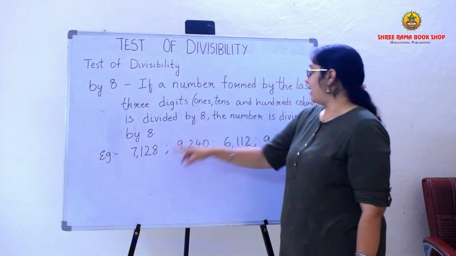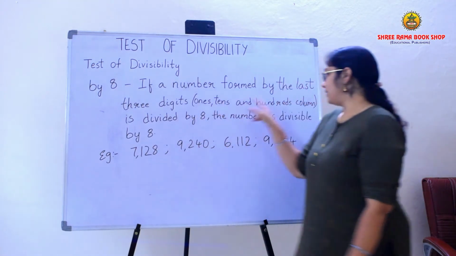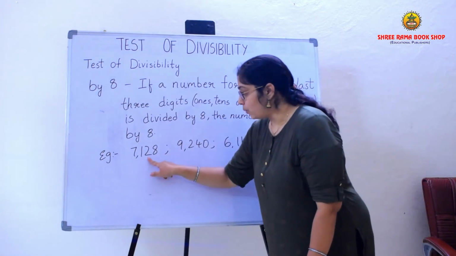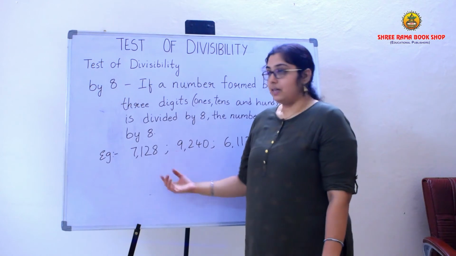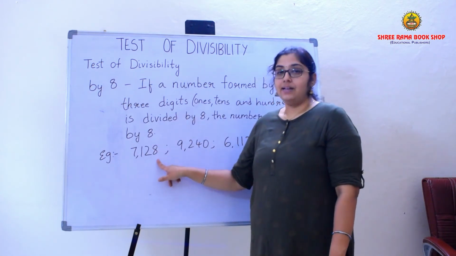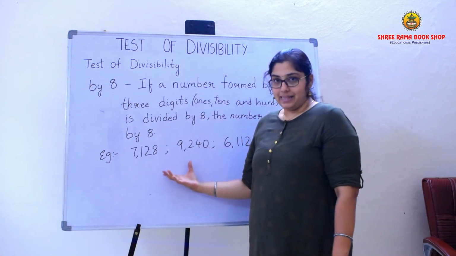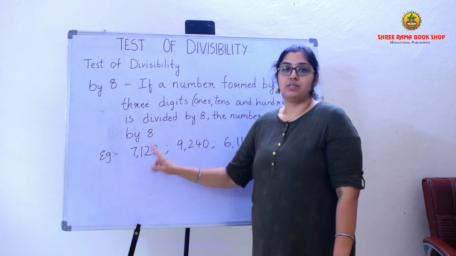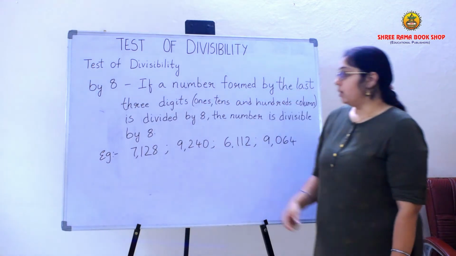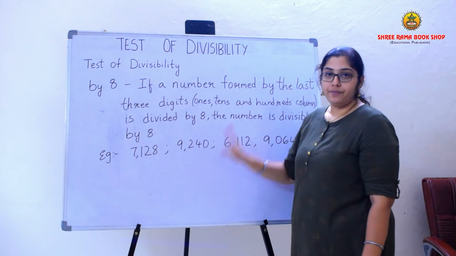Children, now see. The last 3 digits, 128, in the ones, tens and hundreds columns, need to be divided by 8. I need to check 128 in the 8 table to see if it is divisible or not. If I can divide 128 by 8 exactly without a remainder, then I can say that the whole number 7128 is divisible by 8. Now, moving on to the next example, it is 9240.